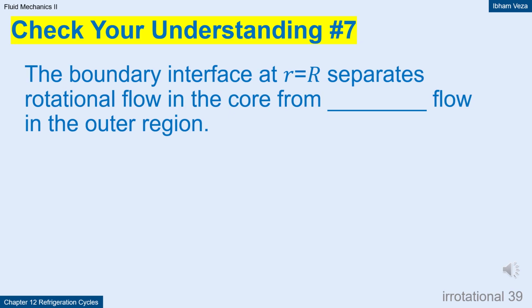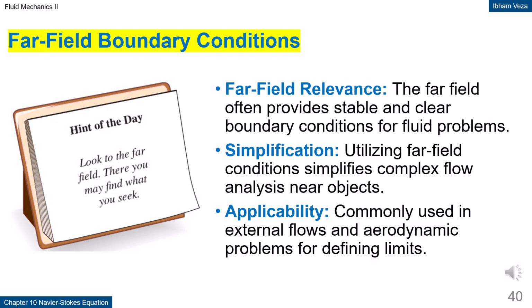Check your understanding number 7. The boundary interface at r equals R separates rotational flow in the core from irrotational flow in the outer region.